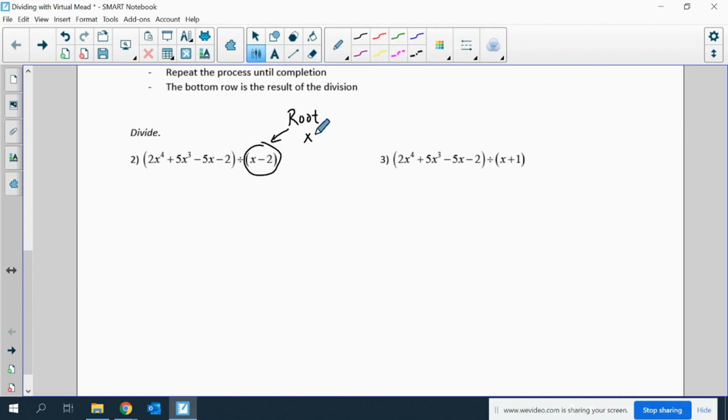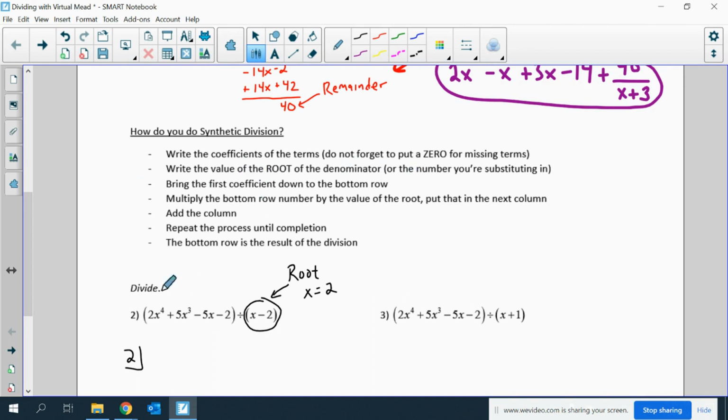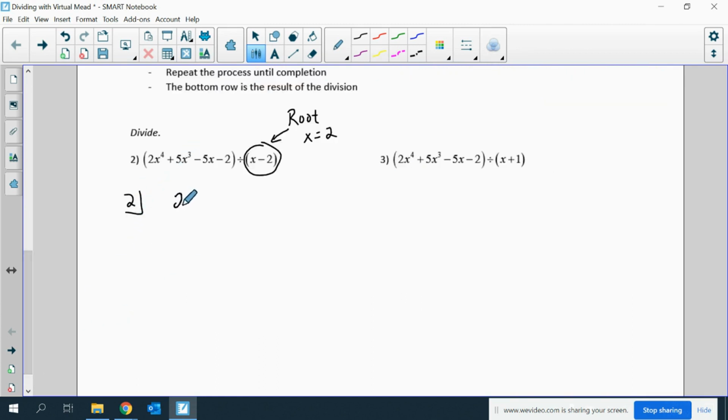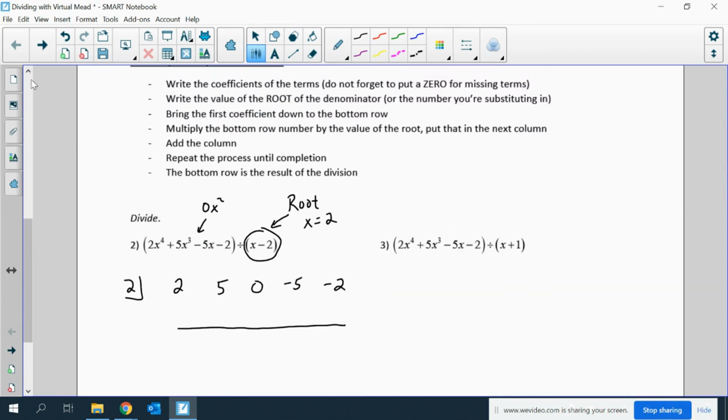Because that is the root, that's the number that I'm putting over here. I'm writing this value. Then I write the coefficients of these: 2, 5, 0. Since I'm missing an x squared term, I write a 0x squared. Then -5 and -2. I bring the first coefficient down to the bottom row, and then I multiply, then add.